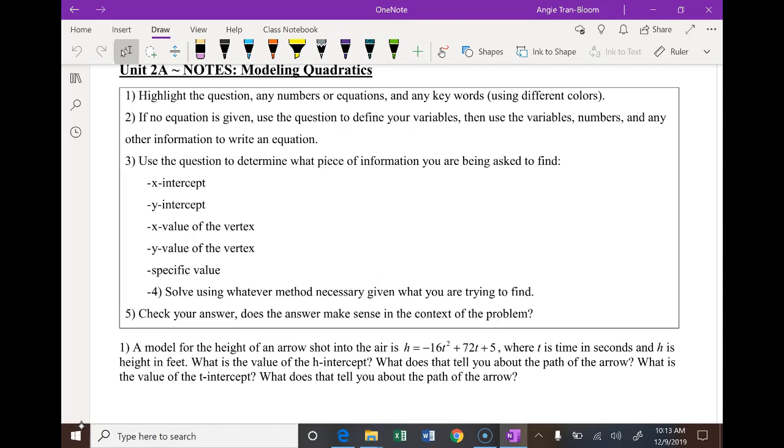Good. Okay. Number 3, Riley. Use the question to determine what piece of information is needed: X intercept, Y intercept, X value of vertex, Y value of vertex. Good. Let's recap really quickly.